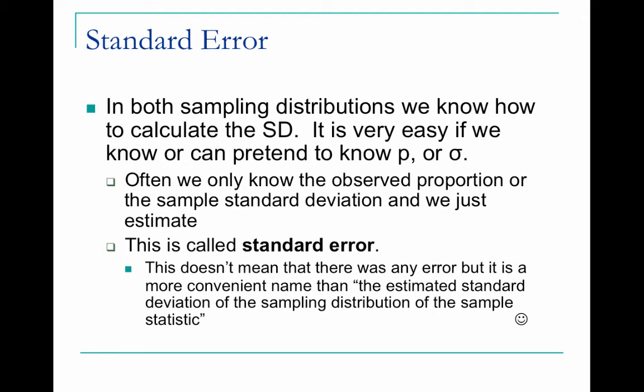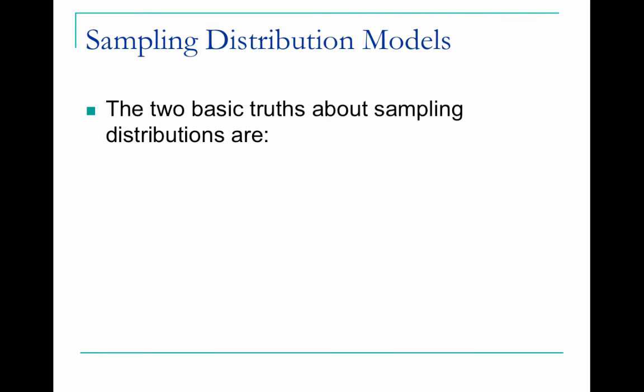If it is based off of the actual population proportion or the actual population standard deviation, then it is the true standard deviation. However, if we are just estimating or kind of pretending we know what the population proportion is and what the population standard deviation is, then it has to be called standard error. So again, standard error is a much shorter name than the estimated standard deviation of the sampling distribution of the sample statistic. That's a lot to say. Standard error, much simpler.